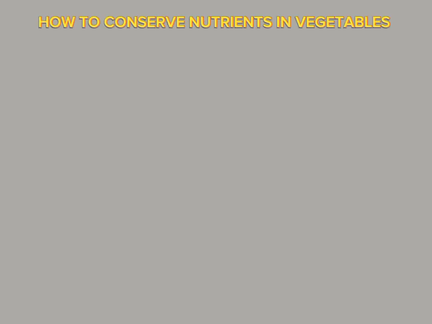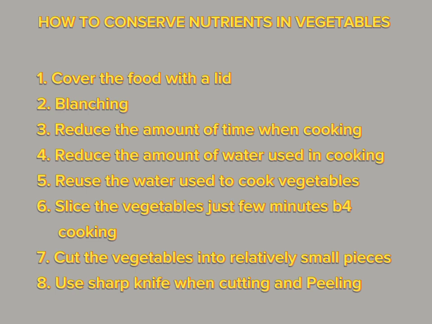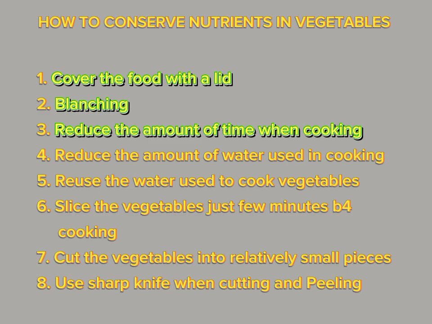Ways of conserving nutrients in vegetables. How can we conserve nutrients in vegetables? 1. Cover the food with a lid. This is done to ensure that the nutrients in the food are not lost. Failure to do this, the nutrients will be lost through steam. 2. Blanching. This is done to avoid vegetables from being exposed to heat and air. 3. Reduce the amount of water used in cooking. This is to ensure that no excess soup is produced by the vegetables when fully cooked.